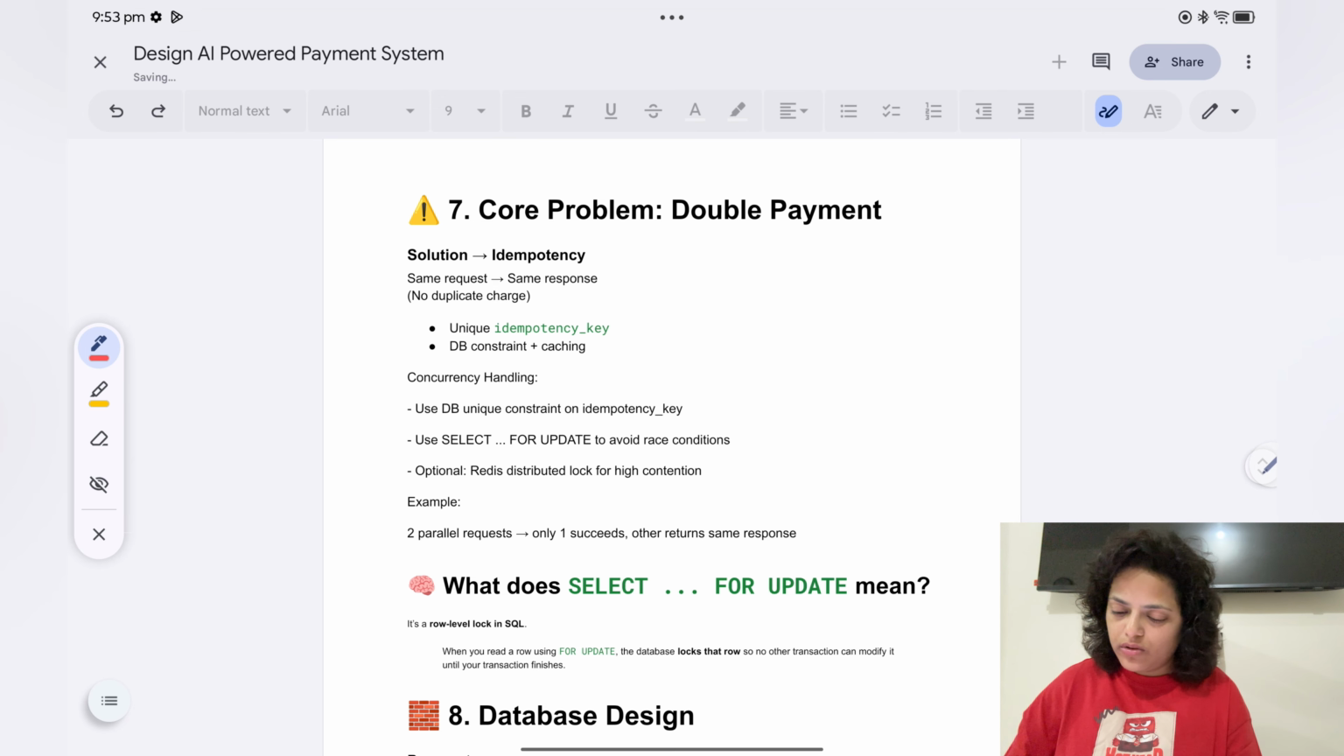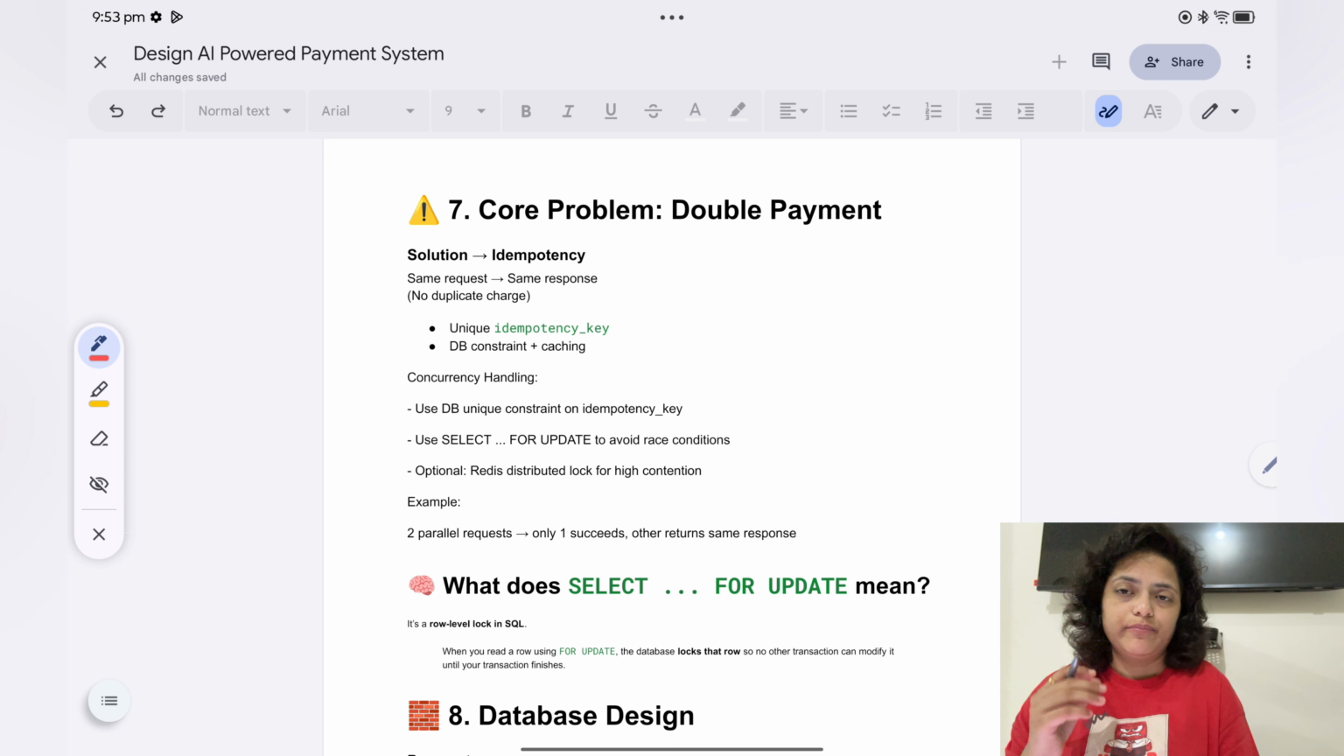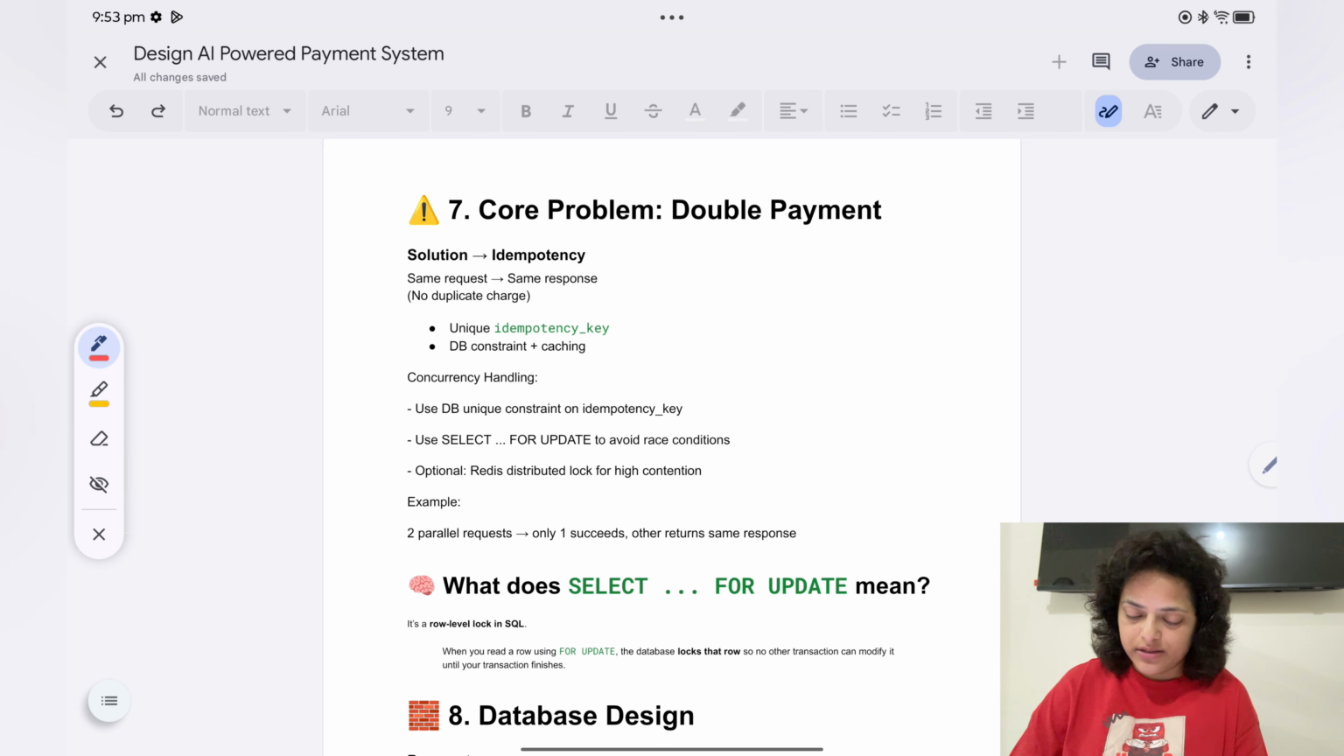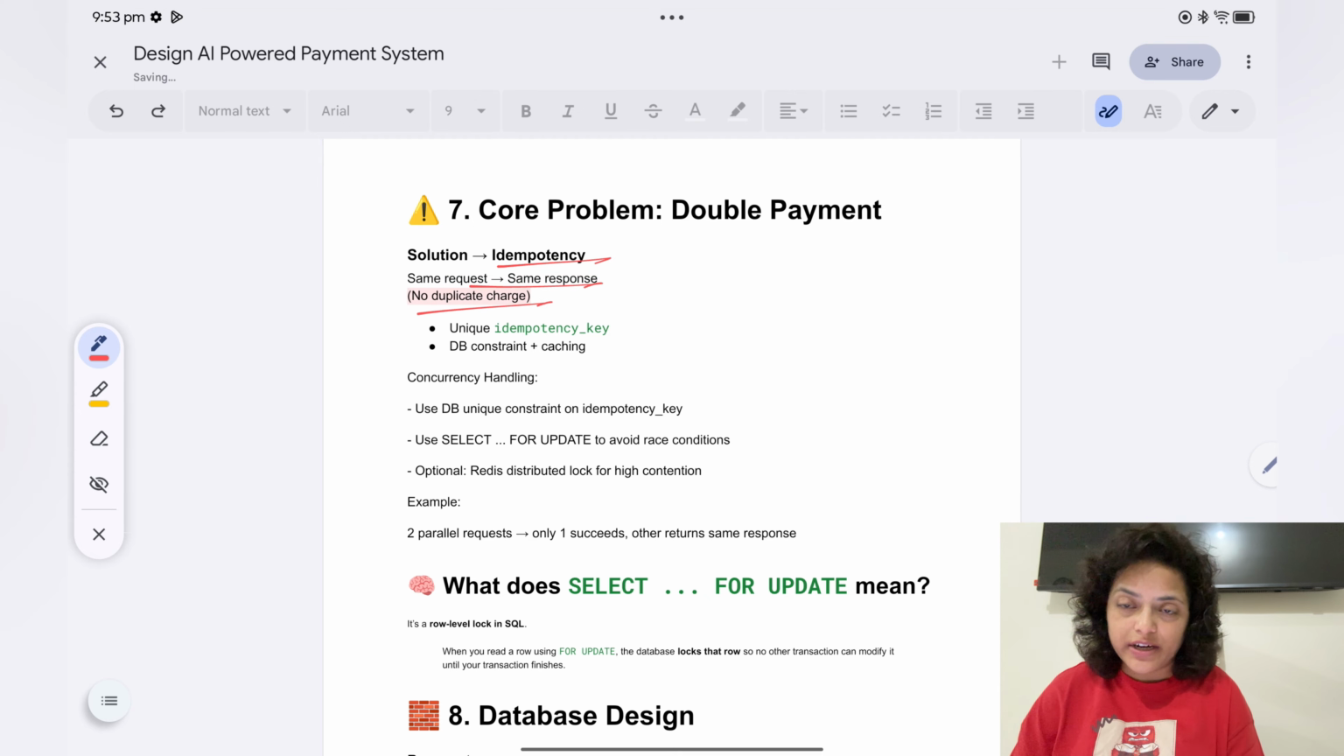Now the core problem: double payment. The main problem is double payment, and we will handle that using the idempotency key, which we will send in the header section. The same thing is written here. The solution is idempotency: same request, same response, no duplicate charge. We will use a unique idempotency key, and one more thing you can use at the DB level is a unique constraint, and caching also we can use here.